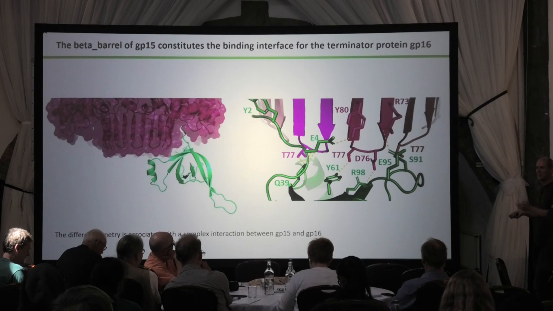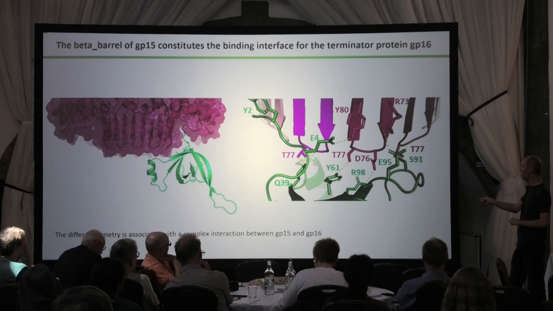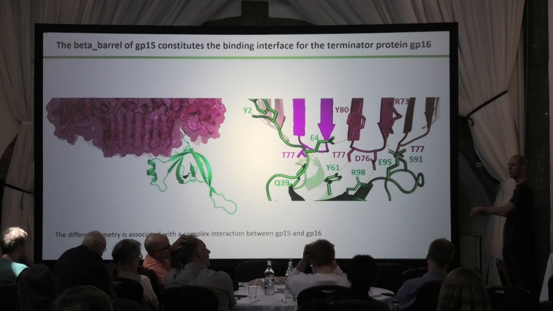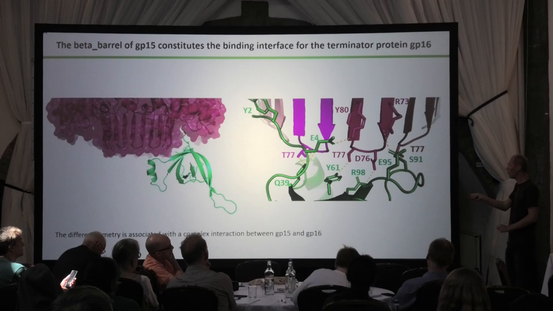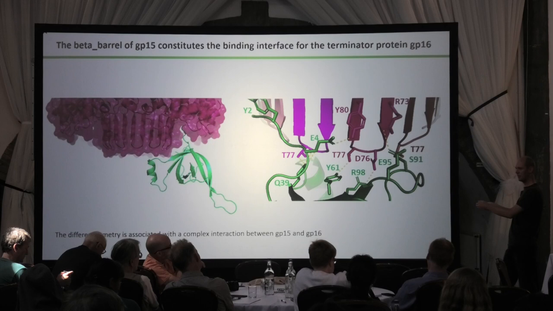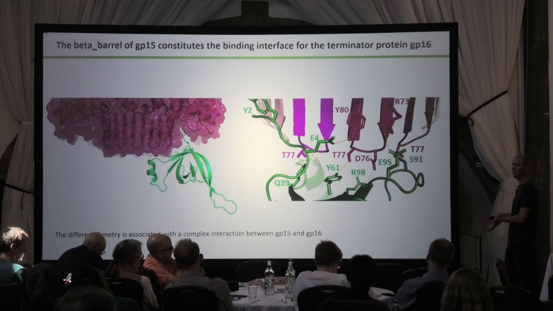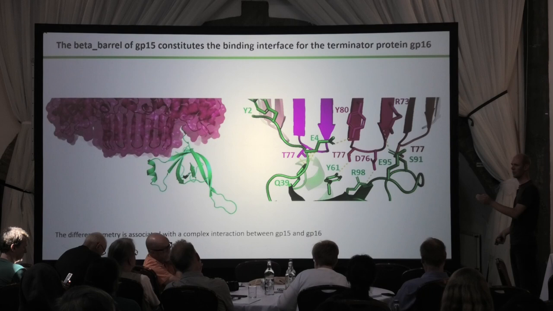So there are two possibilities to avoid this. The first one would be that it's much easier to place a GP16 subunit once its neighbor is already there. So it would be difficult to position the first one, and then the remaining five would be easier to place. The other possibility would be that, as is the case for the GP15 binding to GP6, the interactions between GP16 subunits are also stabilizing the interaction with GP15. So if you have an incorrect arrangement, the interaction is not stable and you will detach quite fast.